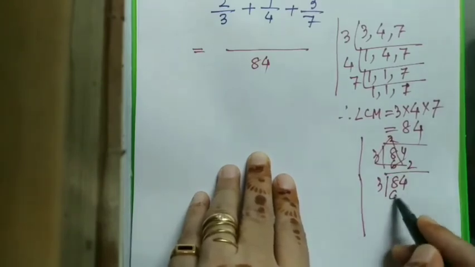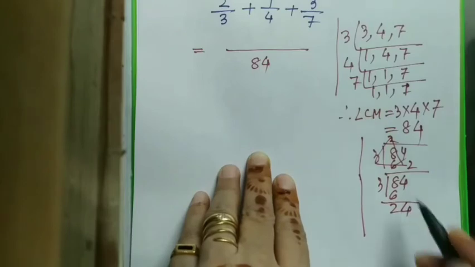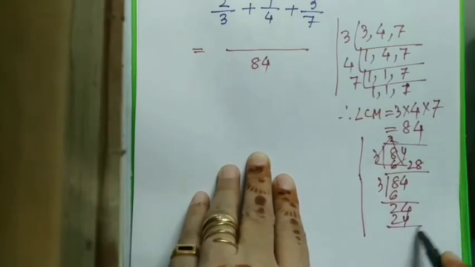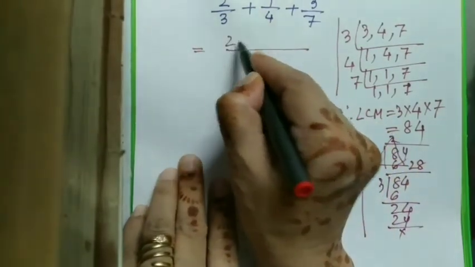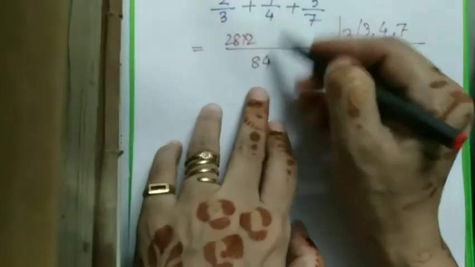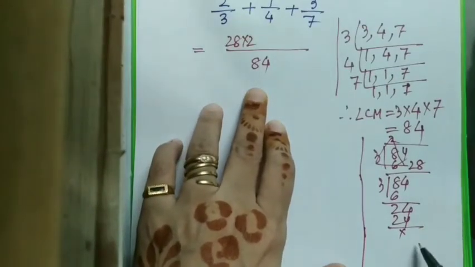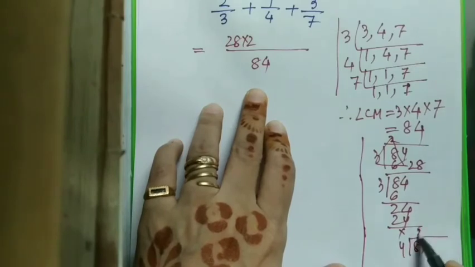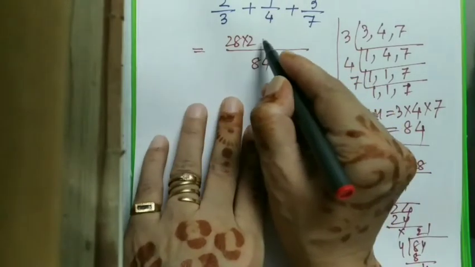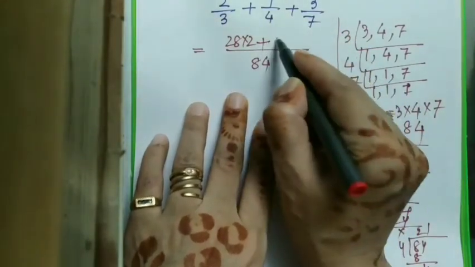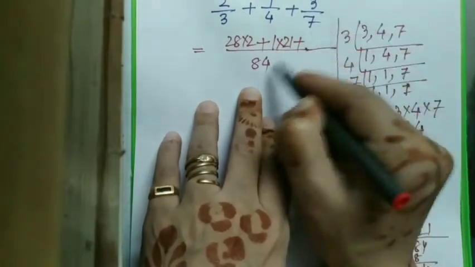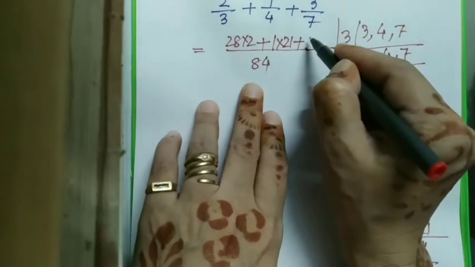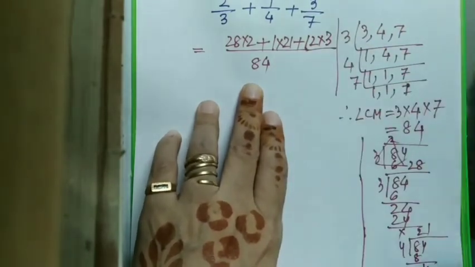3 2s are 6, 8 minus 6 is 2, 3 8s are 24. So 28 into 2. Again 84 divided by 4 is equal to how much? 84 divided by 4, 4 2s are 8, 4 1s are 4, 21. That means 1 into 21 plus 7, we know 84 divided by 7 is equal to 12, 7 12s are 84, therefore this is equal to 12 into 3.